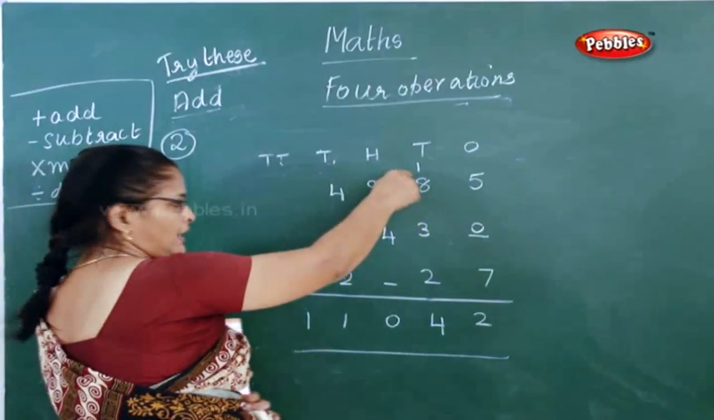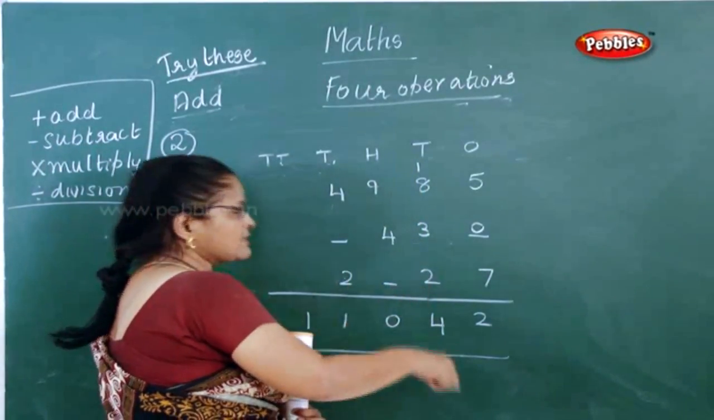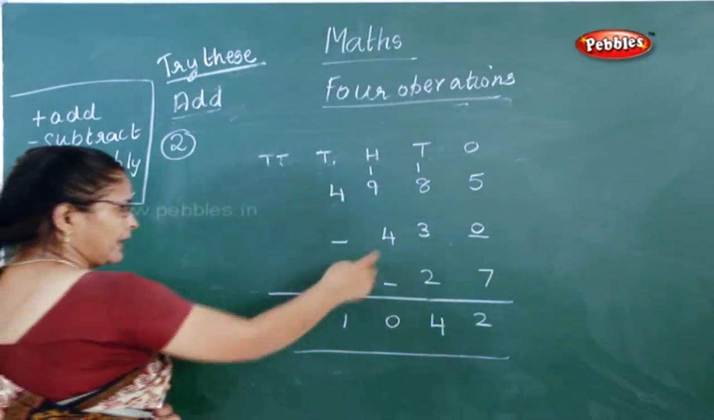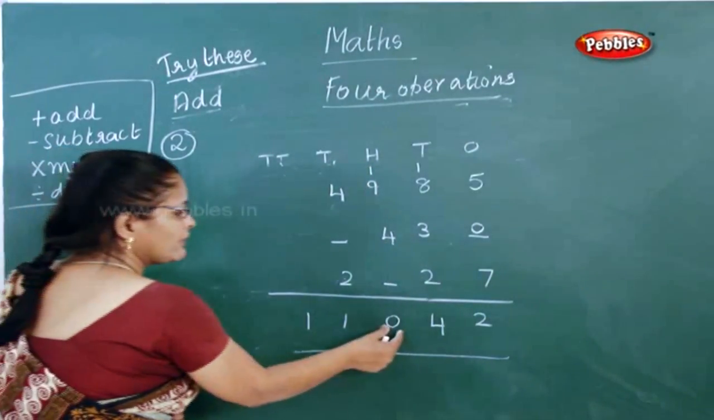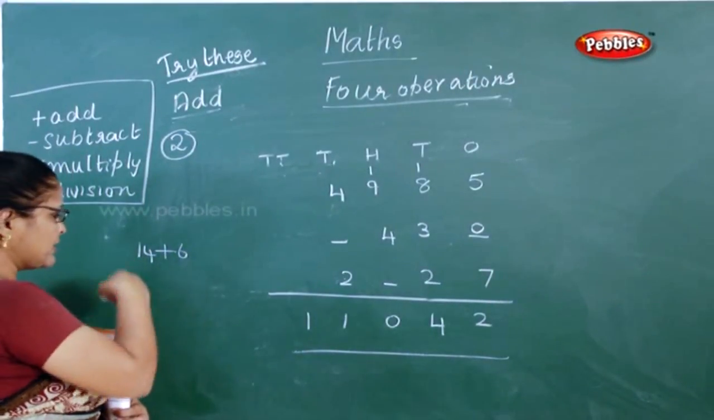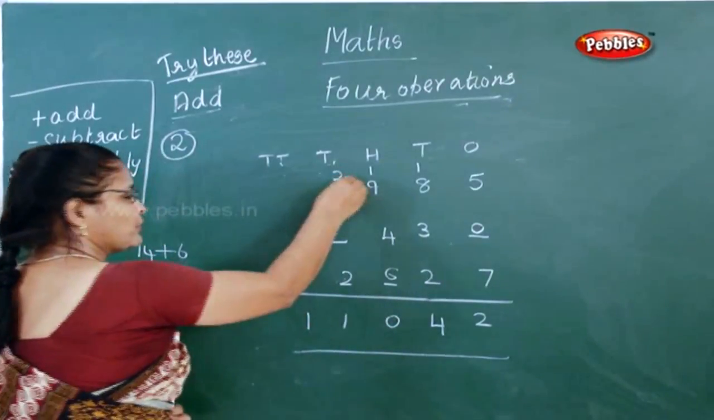Now 8 plus 1, 9, 9 plus 3, 12, 12 plus 2, 14. So 4 is here. Now 1 you have to put here. What is 9 plus 1? 10, 10 plus 4, 14. Now they have given 0. So 14 plus, I think it will be 6. 14 plus 6 means 20. So here 0. So you have to put 6 here and you have to put 2 here.